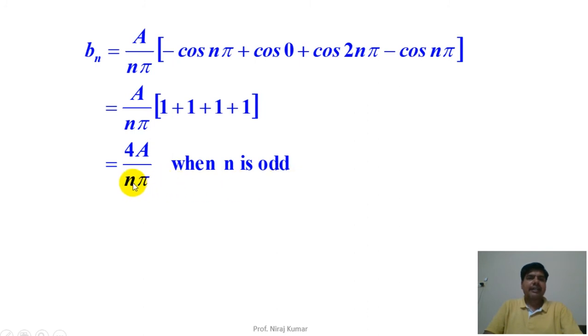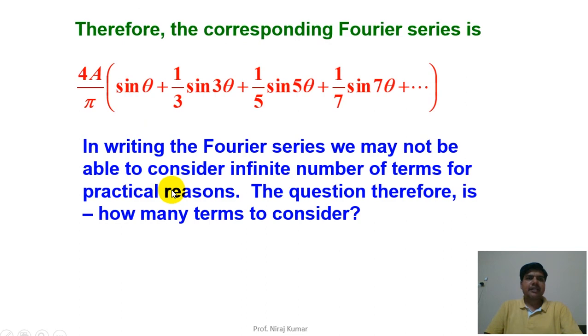Let us say n is odd and the first odd number is 1. So the Bn value will be 4a by pi. If we take n as 3, Bn will be 4a by 3 pi. If n is 5, it is 4a by 5 pi and so on. If n is 2, the Bn value will be 0. So we can write this as a Fourier series.